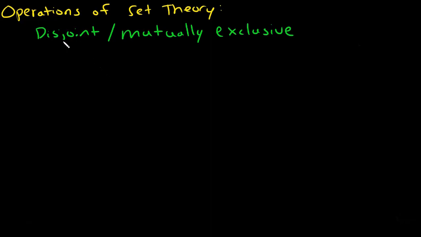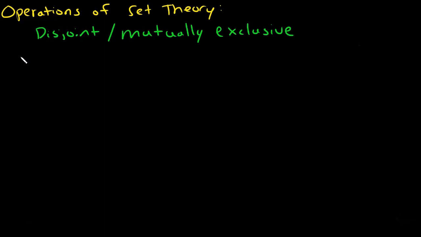Alright, in this video we're going to talk about disjoint / mutually exclusive events. Disjoint and mutually exclusive mean exactly the same thing. Often you'll hear me just call things disjoint because it's fewer words and easier to say than mutually exclusive, but they're the same thing.